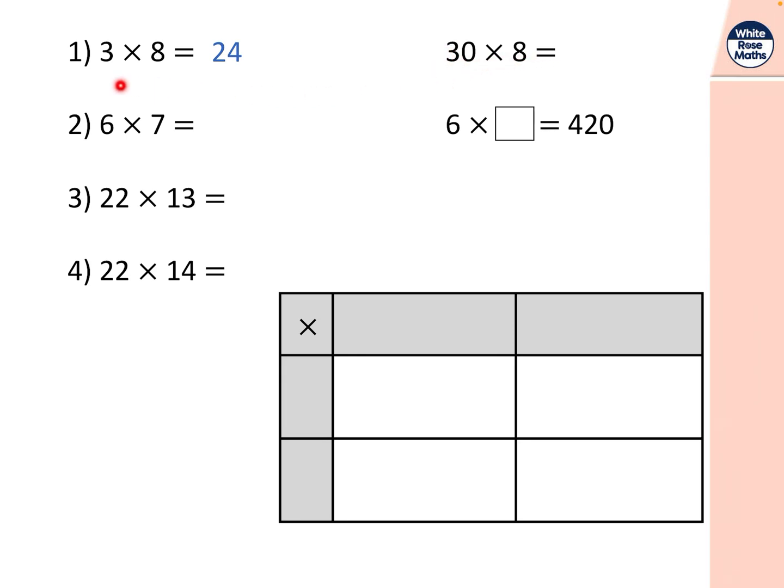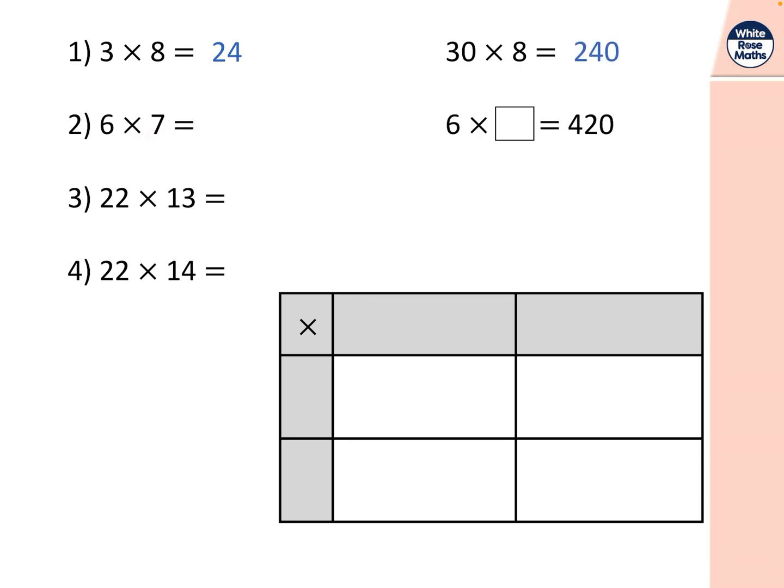So 3 times 8 is of course 24. Now let's have a look over here. We've got 30 times 8. 3 times 8, 30 times 8. We can make our answer 10 times larger because the 3 10 times larger is 30. Is of course 240. I don't know if you spotted that pattern.